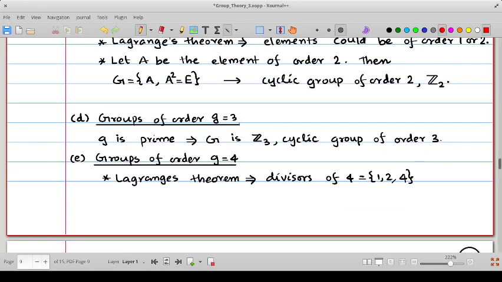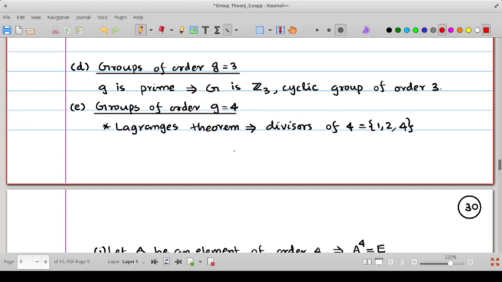So we now consider group of order 3. 3 is a prime number, and we already have proven the statement that a group of prime order is a cyclic group of the same order. So G should be the cyclic group Z3 of order 3. Now we consider groups of order 4. From Lagrange's theorem, the order of the element should be a divisor of the order of the group, and the divisors of 4 are 1, 2 and 4 itself.